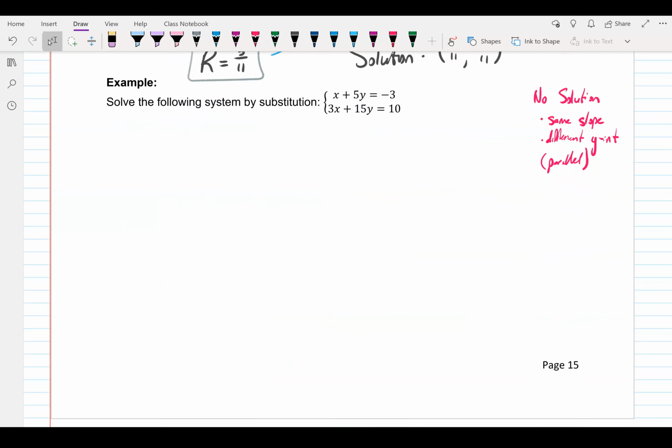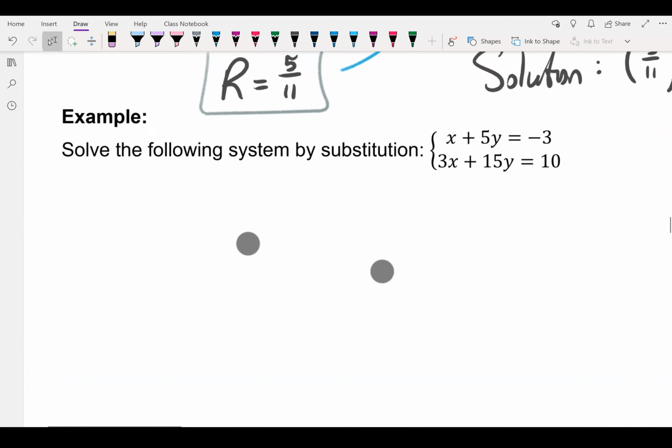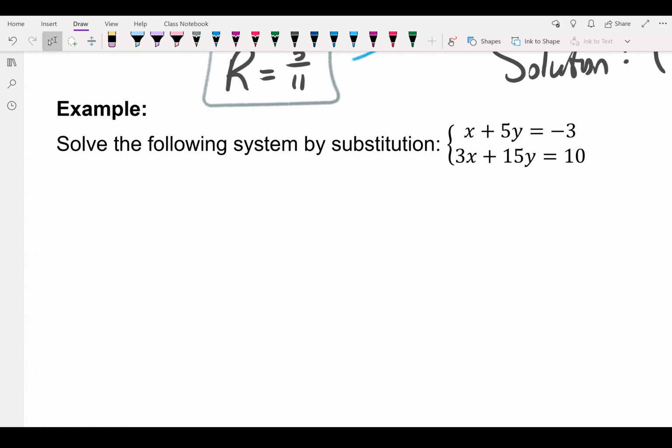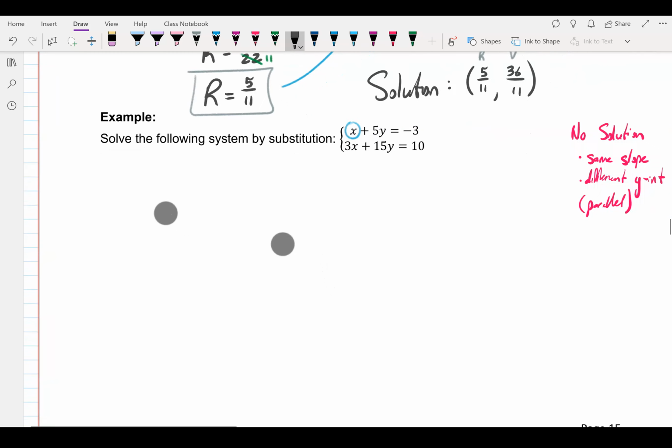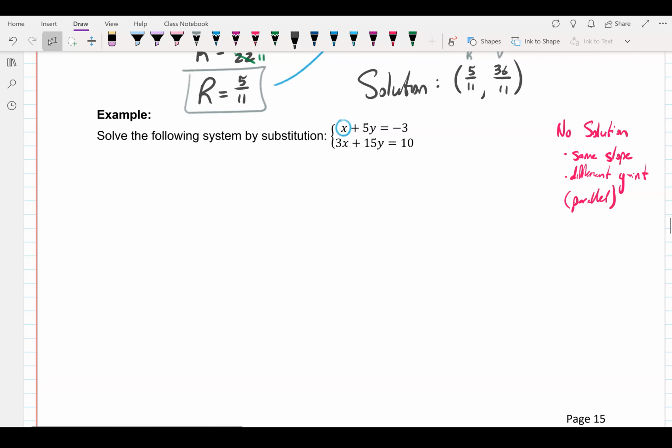Solve the following system by substitution. Once again, take a good look at what you start with and make a really smart choice where you're going to start, okay? I noticed that there's no coefficient in front of this x. So that is really the best place to start. If you start anywhere else, you're going to end up doing more work. All right? I'm going to rearrange that first equation for x. It's very simple.